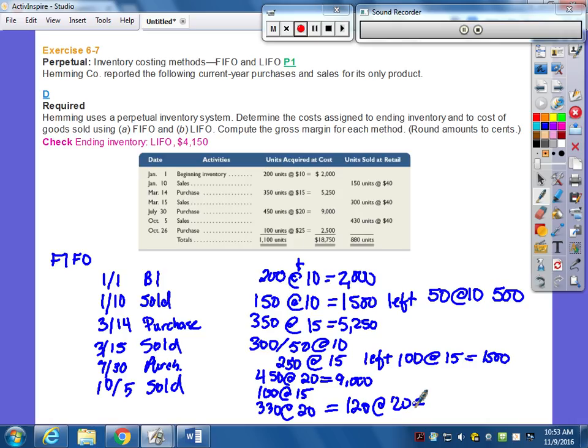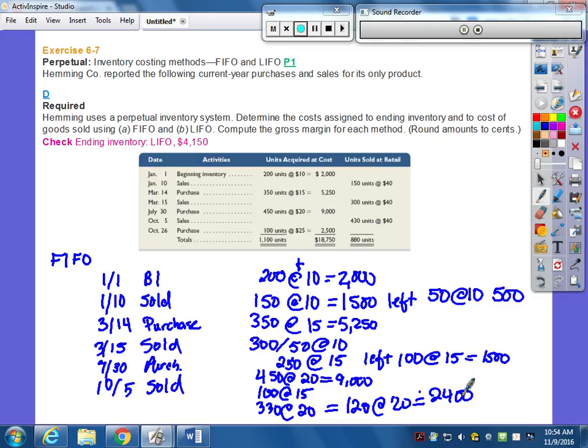Who doesn't have a calculator in here? And why? 140. 120 times $20 is not, oh, 140. Damn, I thought you were at 120.